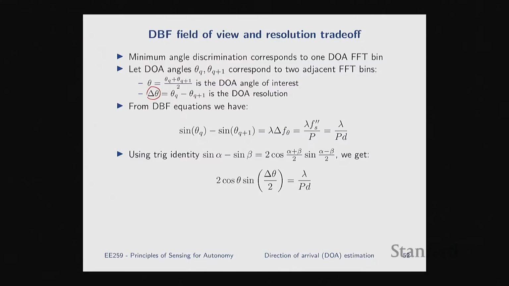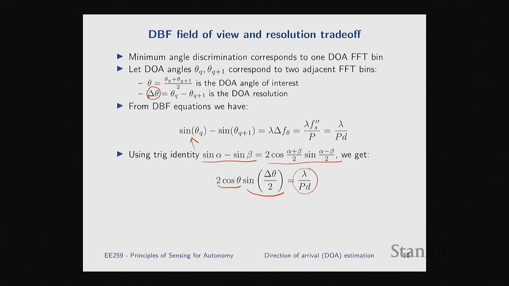Okay, but we want to find delta theta. We just apply a little trigonometric identity. If you remember, we have this identity, which is sine alpha minus sine beta equals 2 times the cosine of alpha plus beta over 2 times sine of alpha minus beta over 2. Apply this to this expression up here, and the left-hand side becomes equal to 2 cosine theta times sine of delta theta over 2. Okay? And the right-hand side we haven't touched. It's lambda over P d. So at this point, we are pretty much done.